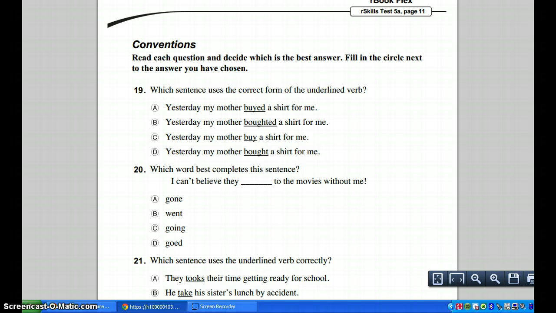Number 20. Which word best completes this sentence? I can't believe they blank to the movies without me. Is it A, gone? I can't believe they gone to the movies without me. B, went? I can't believe they went to the movies without me. C, going? I can't believe they going to the movies without me. D, goed? I can't believe they goed to the movies without me.